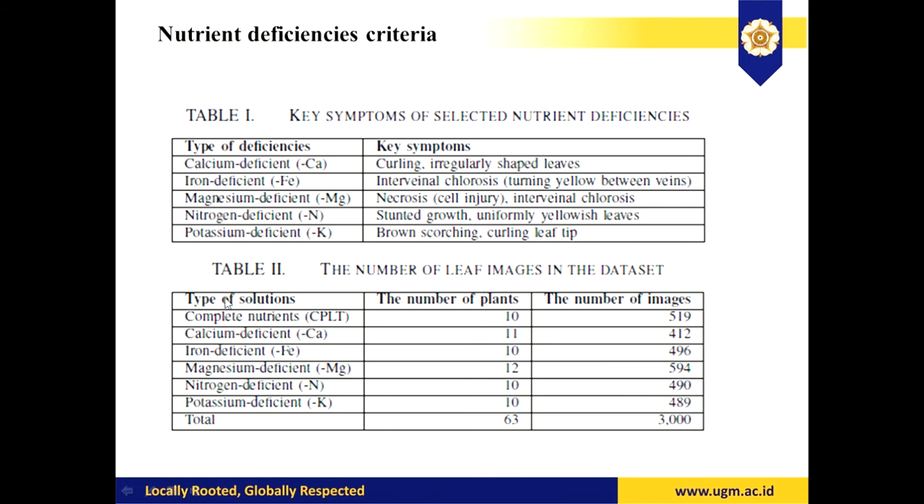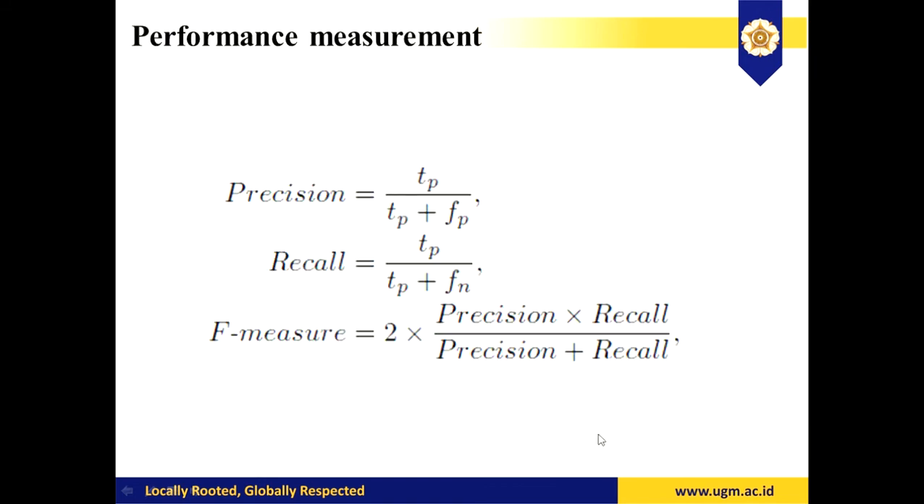For the complete nutrients, the number of plants is 10 and the number of images is 519. For calcium deficient, the number of plants is 11 and the number of images is 412. Then iron, magnesium, nitrogen, potassium, and the total number of plants is 63 and the number of images is 3000.